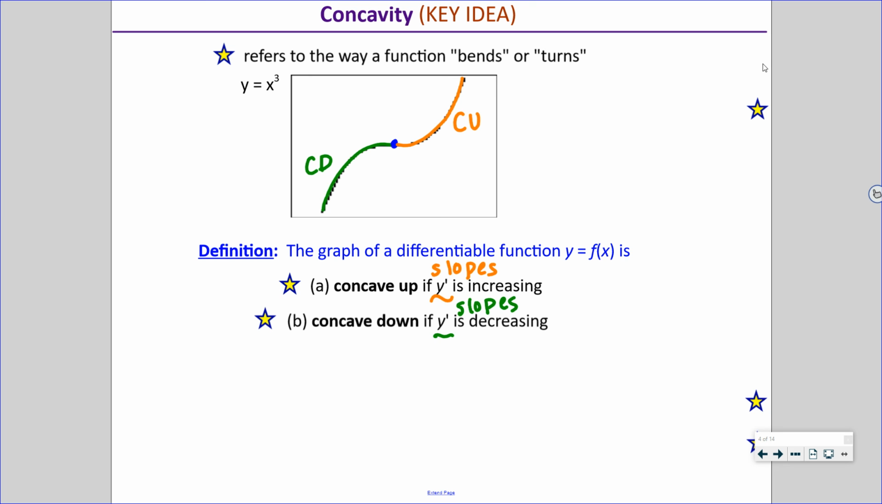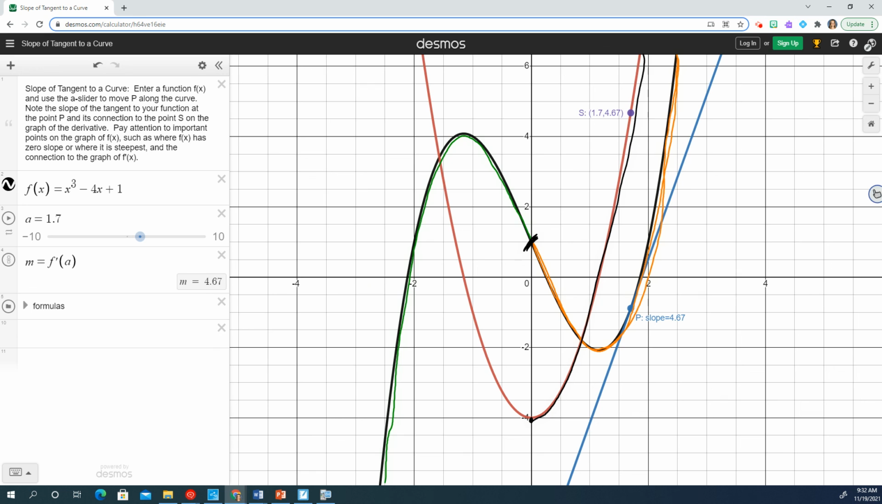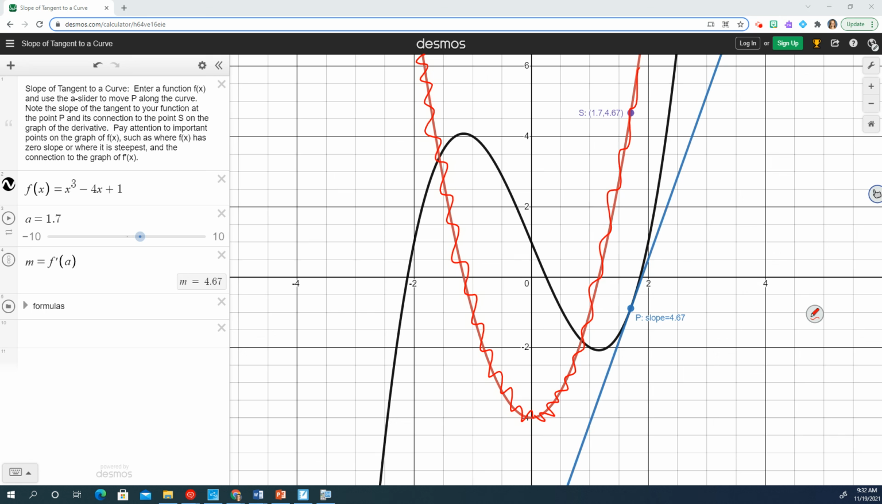Now let's quickly look at our graph of the derivative. Ignore the actual function for a second and look at this parabola. What do we notice about our derivative graph from here to here when we're concave down? All the slopes are what? Negative. So if I were to take the derivative of this, those would all be negative, right? If I were to take the derivative of this, these would all be positive.